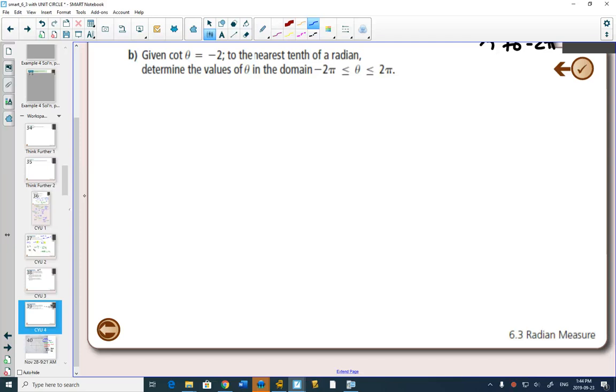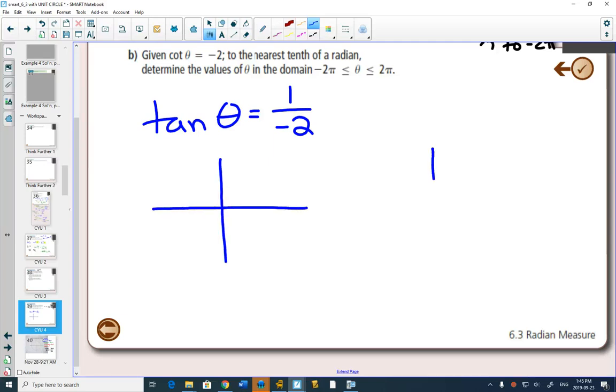Whenever you have one of your reciprocal trig functions, here we have cotangent, the first thing you'd like to do is think about what tangent equals. If cotangent is -2, since we're thinking about the ratio, tangent will be the reciprocal. It's going to be 1 over -2. Next, we're going to draw a triangle. In this case, we're going to draw 2 triangles. What quadrants is theta going to be in?